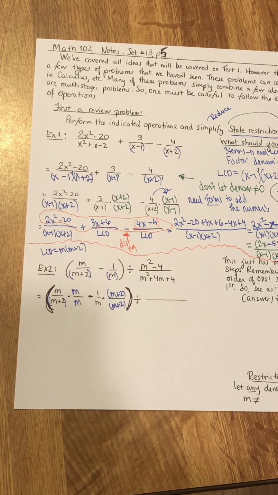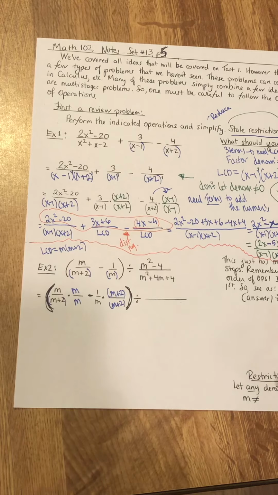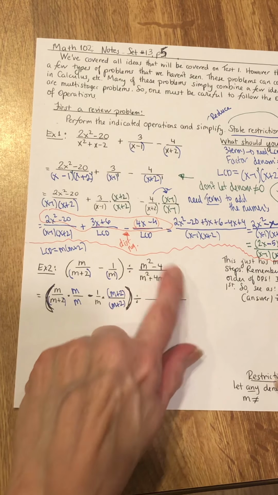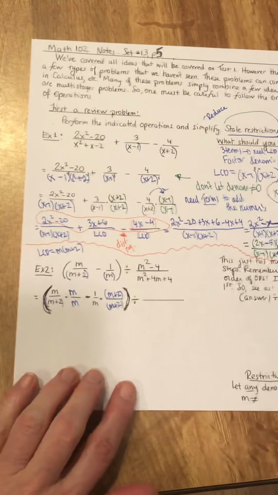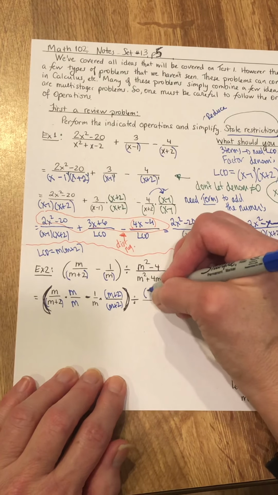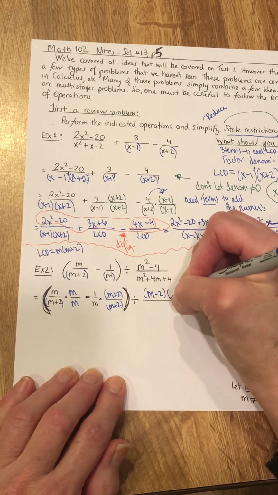And I know that to do the division, I'm going to change to multiplying by the reciprocal, but I'm going to need to look for factors. So I'm going to go ahead and factor this over here because I know I'll need factors and not terms. So m squared minus 4, that's the difference of 2 squares, m minus 2, m plus 2.